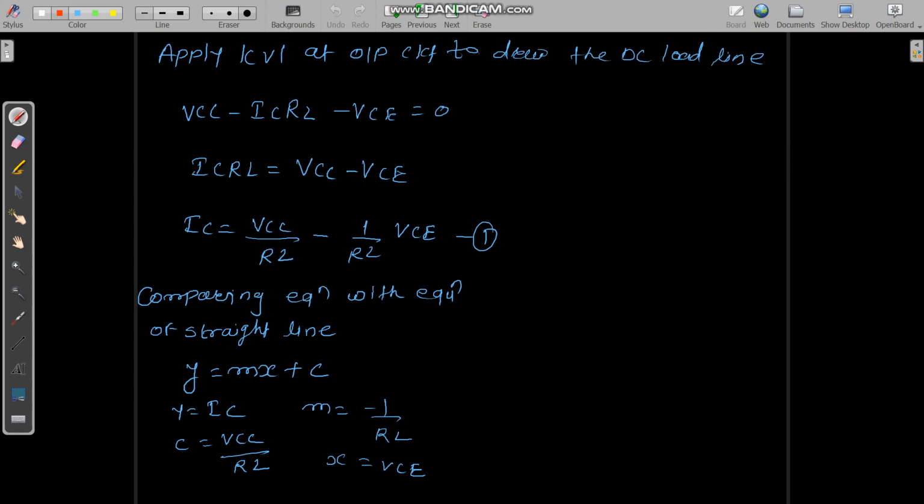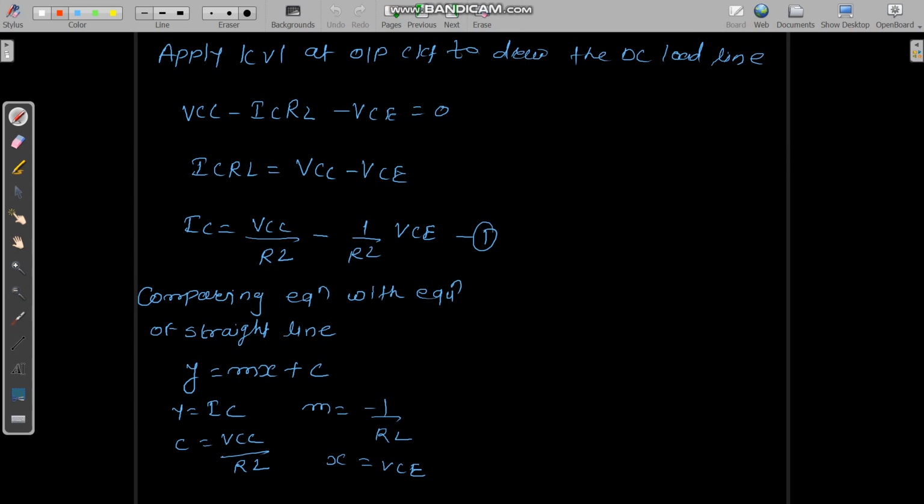Now as we are interested to find out the collector current, let us take this ICRL outside and make these terms VCC minus VCE. From that we are going to separate it out: IC equals VCC by RL minus 1 by RL into VCE. Let us call this equation number 1.